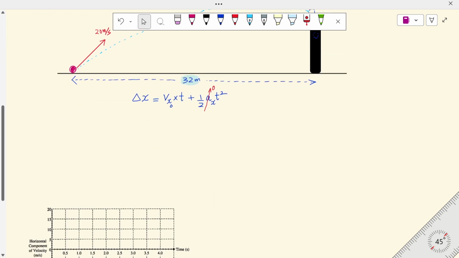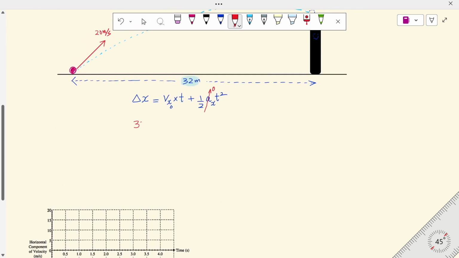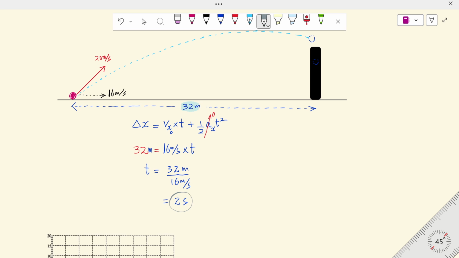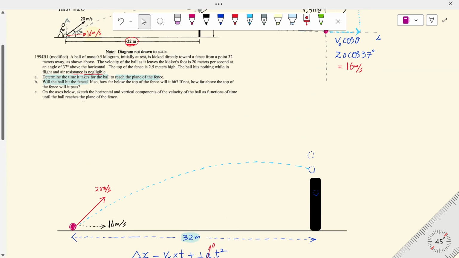So what we have now is 32 meters equals the initial horizontal velocity, which is 16 meters per second, times t. We want to find out how much time the ball was in the air. So this is the answer to that question: 2 seconds. This is the answer to the first question.